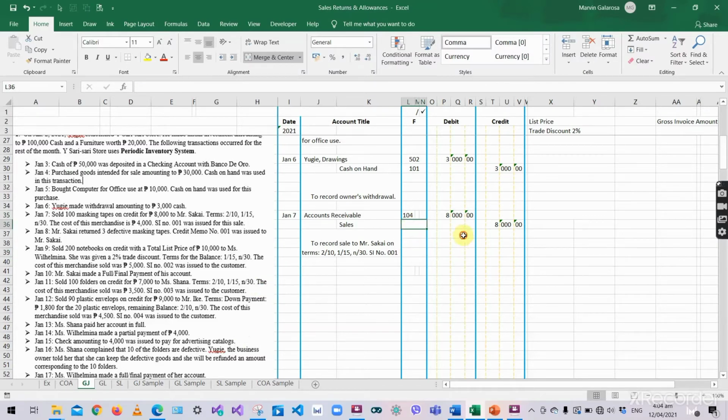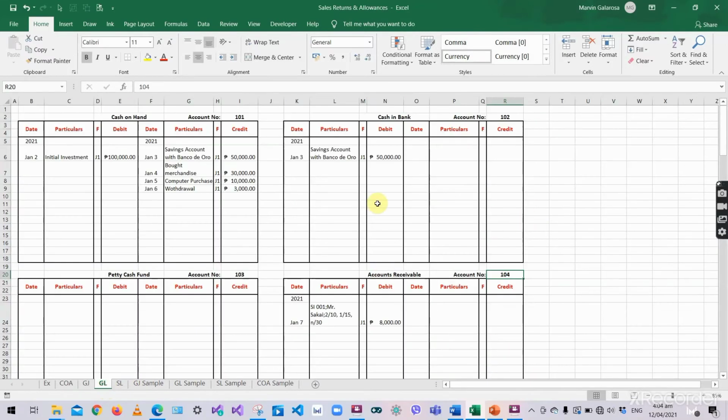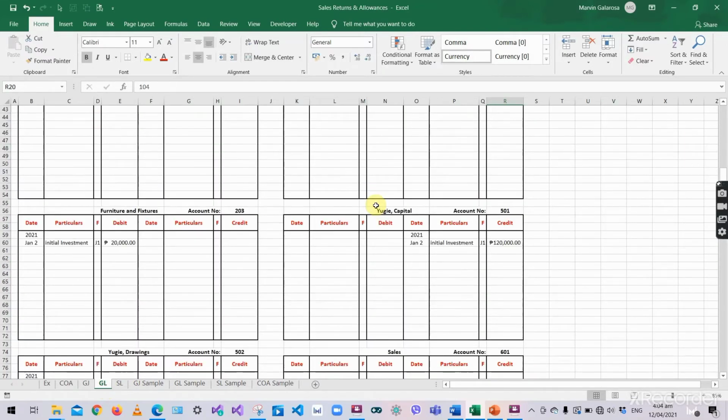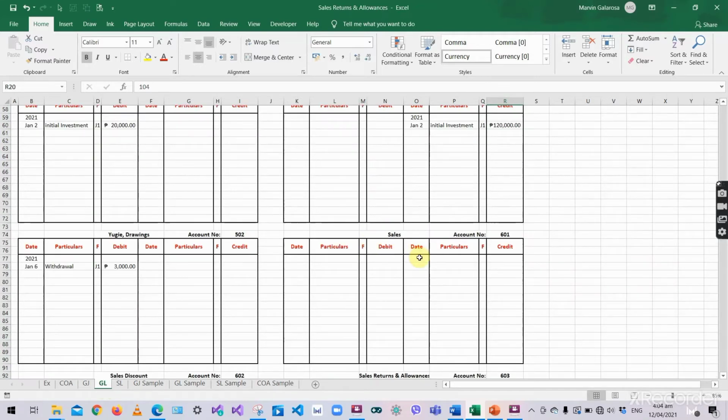Sales naman, sa credit side, 8,000. Sales. So, dito sa credit side, 2021, January 7. Sold merchandise. J1, credit na 8,000. Account number niya, 601.